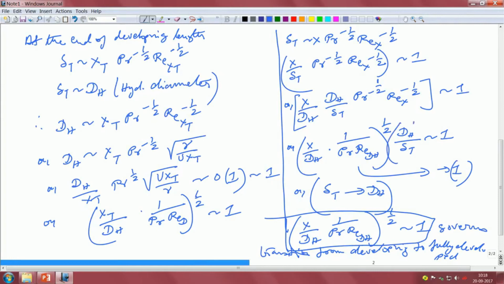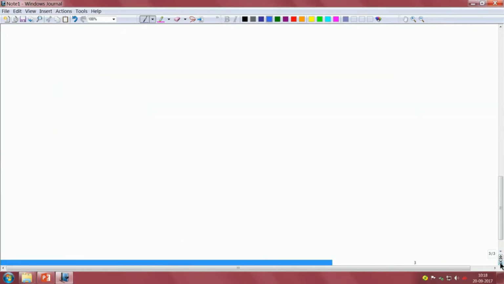Otherwise, normally your dH will be more than your delta t. So, this particular number, if this is much greater than 1, this has to be less than 1 for the ratio to be equal to 1. So, therefore, as this approaches 1, the flow becomes more and more fully developed. So, we are going to the fully developed regime, which is based on this particular criteria. That is an important part that one should understand.